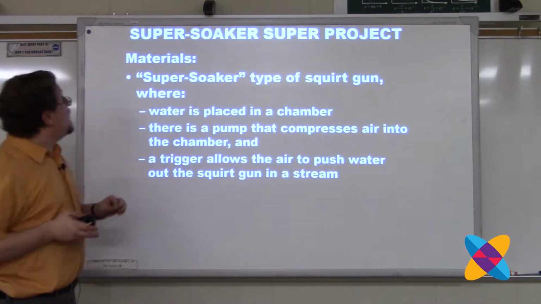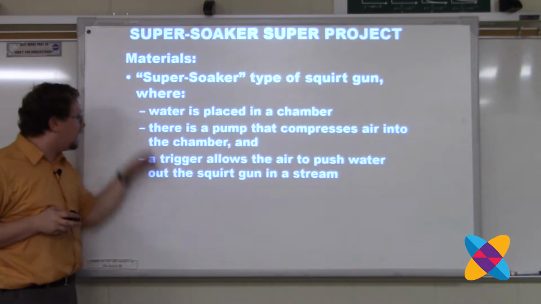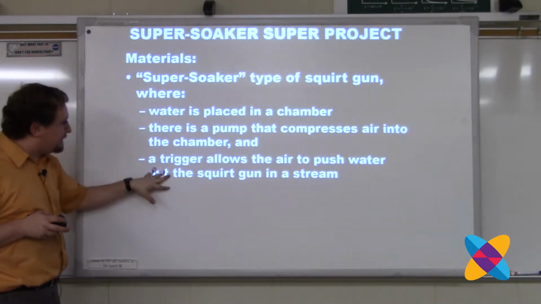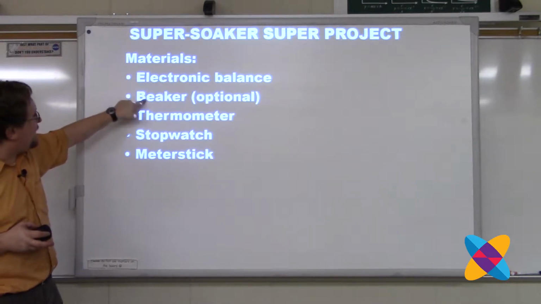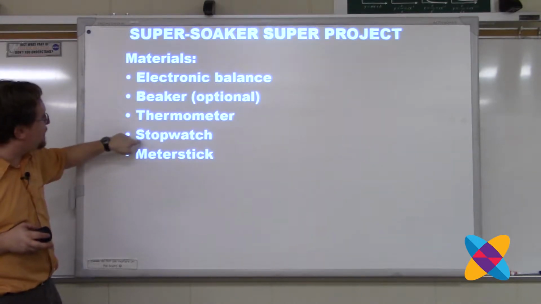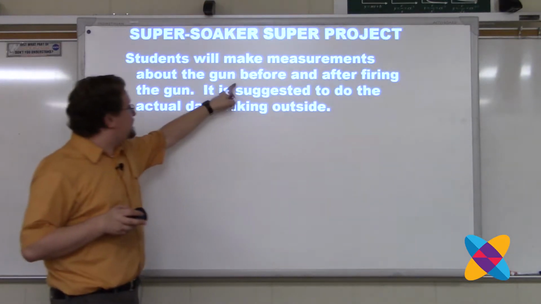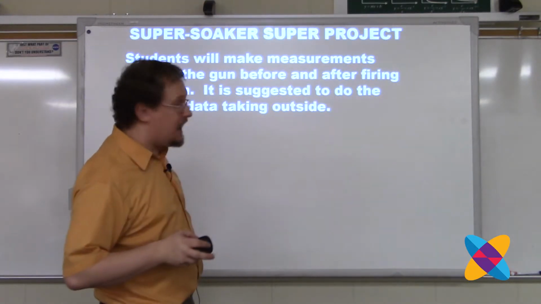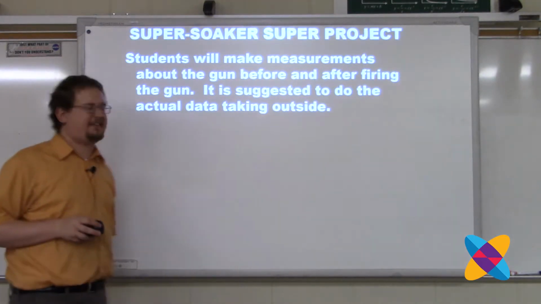What else? Okay, so here is the definition of the Super Soaker type gun. Freeze the video and read it. It's just what I said. Balance. Beaker is optional. Thermometer, stopwatch, meter stick. That's what your students need. They're going to make measurements about the gun before and after firing the gun, and I would do all the actual data taking outside. It's a nice day outside, isn't it?